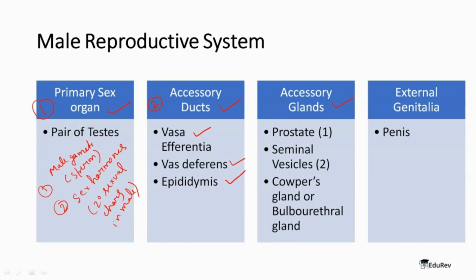Now come to the third, the accessory glands. Their function is to secrete other materials required in the process of reproduction. They constitute a pair of seminal vesicles, that's why it is written as 2, one prostate gland, and a pair of Cowper's glands, also known as bulbourethral glands. Now coming to the external genitalia in the male reproductive system, the example is the penis.